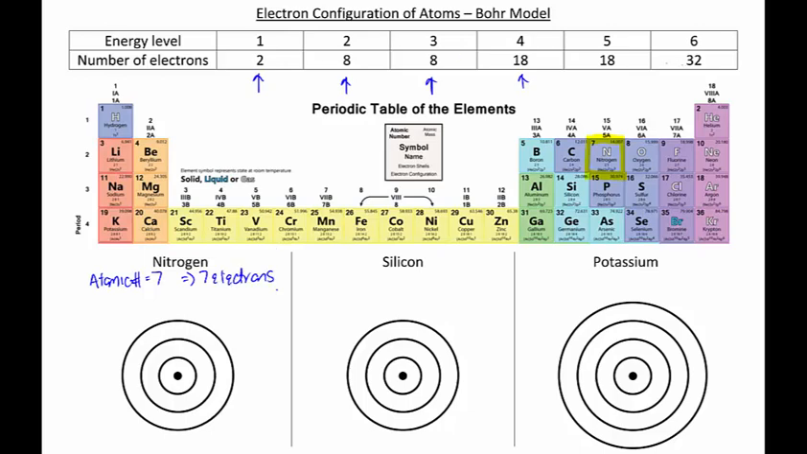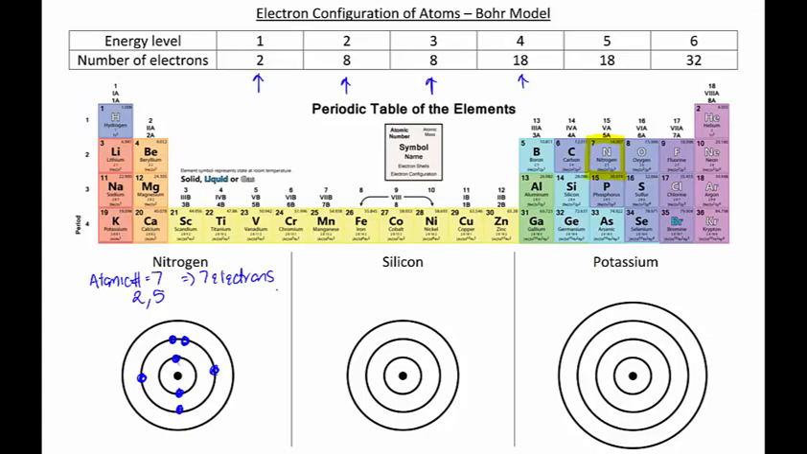So looking at the table at the top, we can have 2 in the first energy level, and that leaves 5 left, and because the second one holds up to 8, we can have 5 in the second energy level. So pictorially, we have 2 in the first energy level, that means it's full, and then we have 5 in the second. So 1, 2, 3, 4, 5.